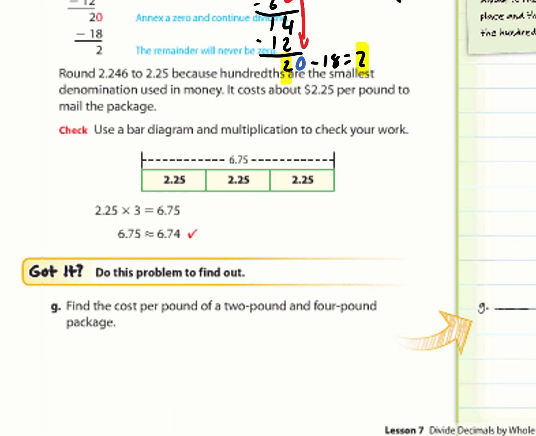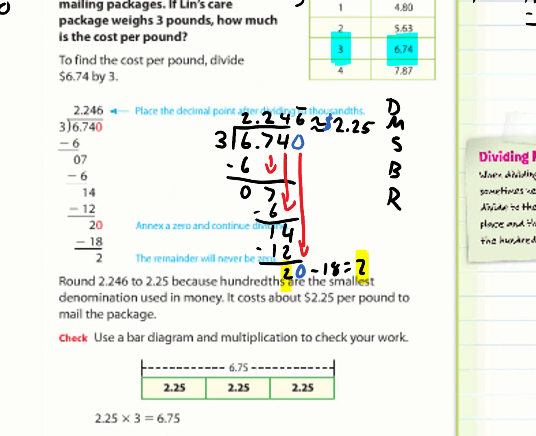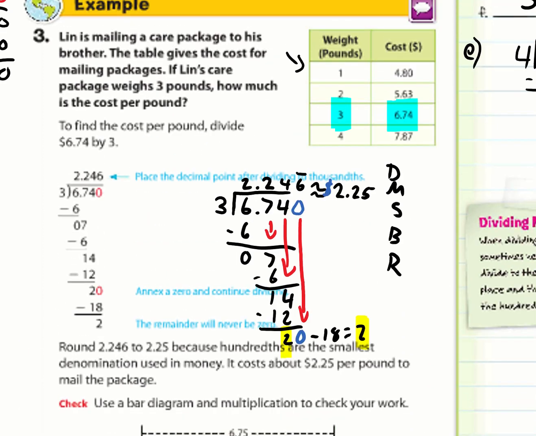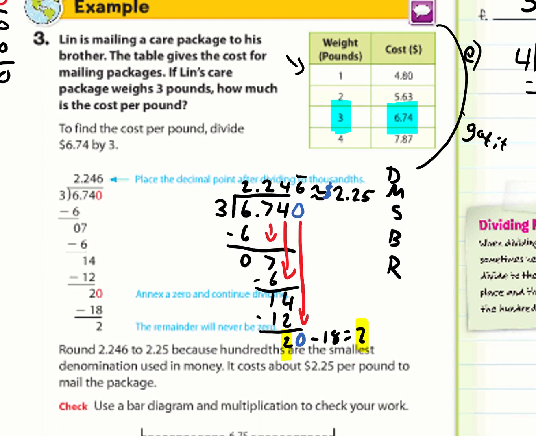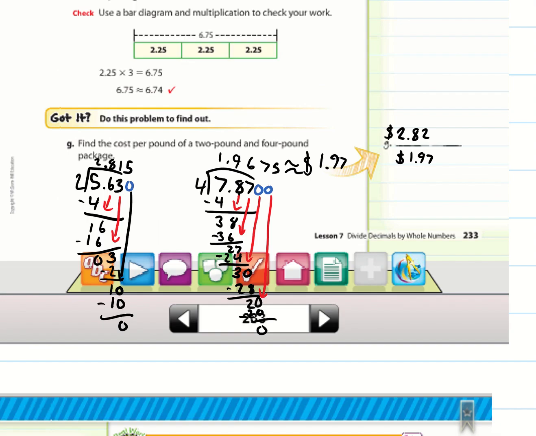So for G, go ahead and find the cost per pound of the 2 pound package and the 4 pound package. So you're going to use this table to solve. Got it. So go ahead and pause the video and solve for 2 and 4. So here are the answers. We have $2.82 for the 2 pounds and $1.97 for the 4 pound.